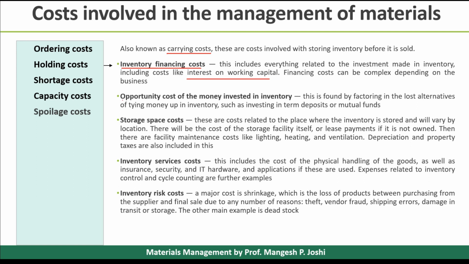Then opportunity cost of the money invested in inventory, right? Suppose you have purchased, let us say, 1,000 components of something. So you are basically putting your money into it, right? So that is the opportunity cost, that you may invest this money into some different thing, but you have not done so. And you are investing it into purchasing this lot, right? So that is opportunity cost of the money.